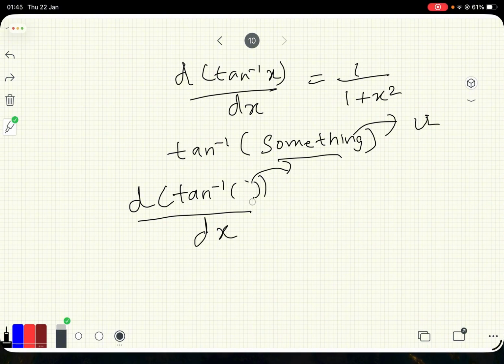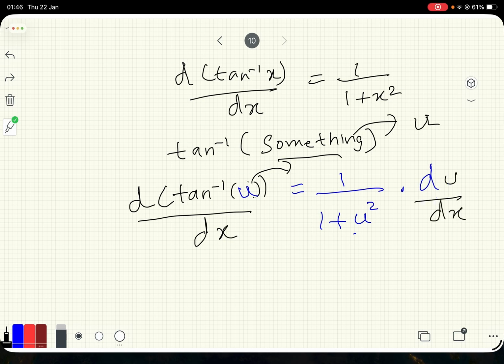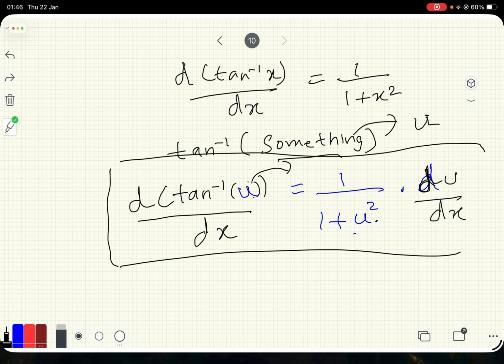So instead of x, I write u, which gives 1 over 1 plus u squared, multiplied by the derivative of u with respect to x. This is a very powerful form when you are solving this kind of question. This is the chain rule form.